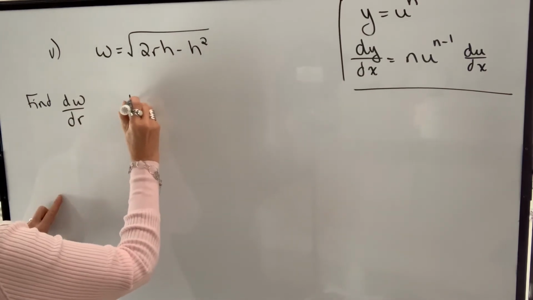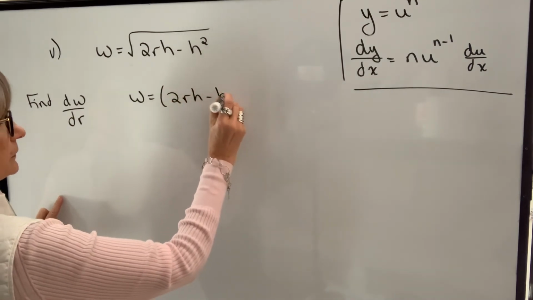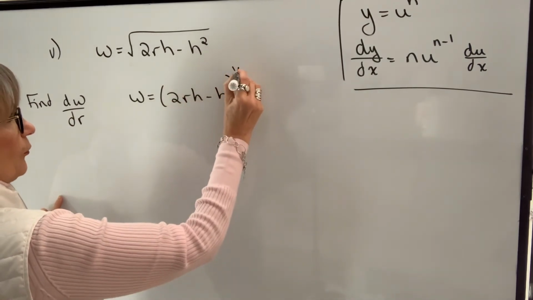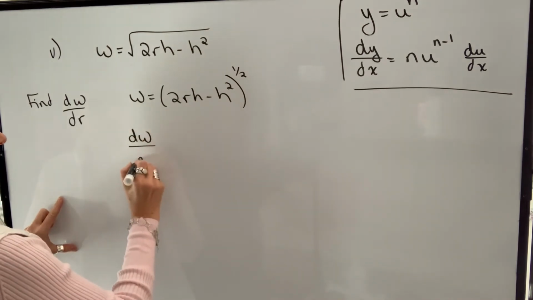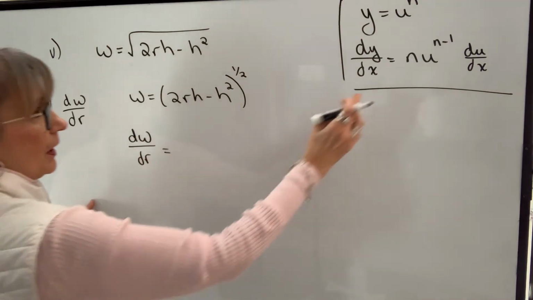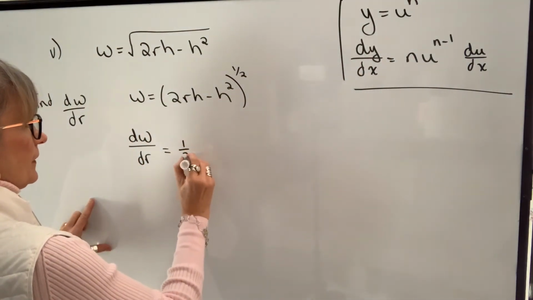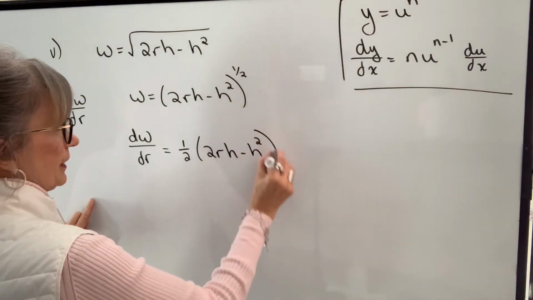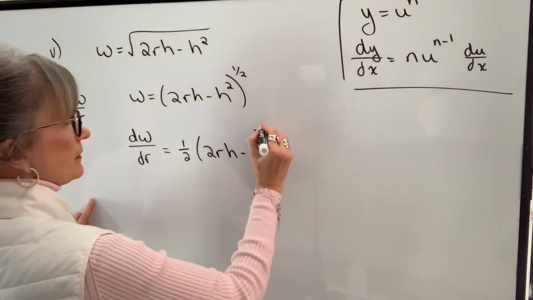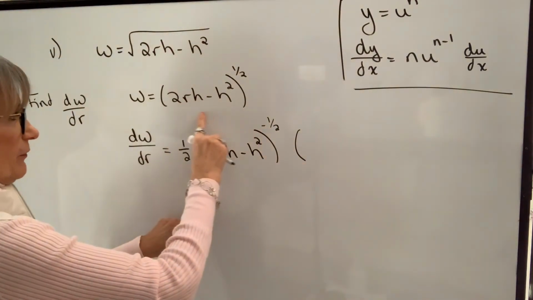So in order to do that, let's write this as a power first of all. So it's the power of 1/2. So now when I find dw dr, I do this first part the way I always do. I take n, which is 1/2, times 2rh minus h squared to the power of 1/2 minus 1, so the power of negative 1/2. Now I multiply by the derivative of what's inside.